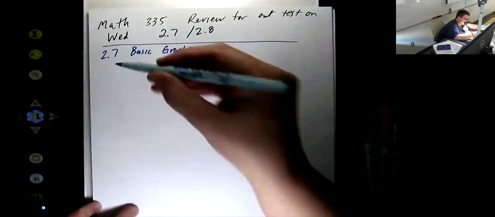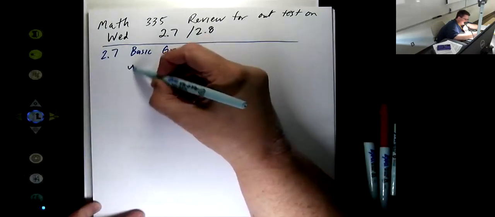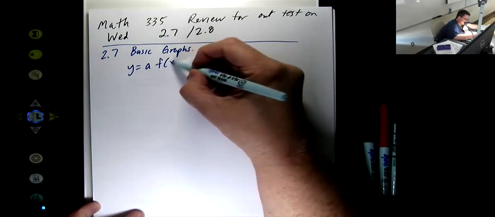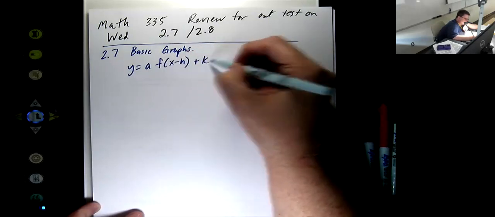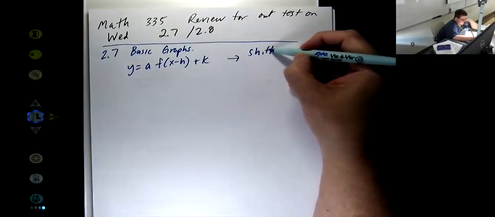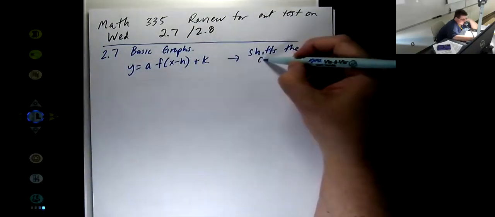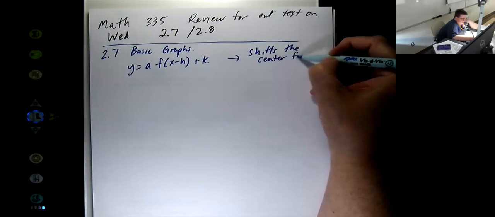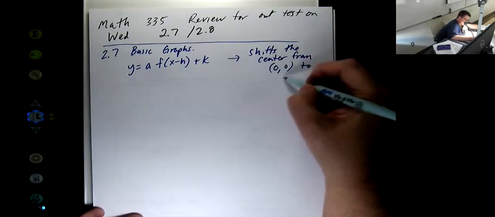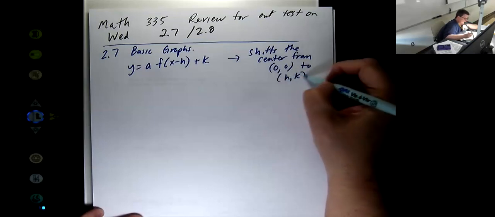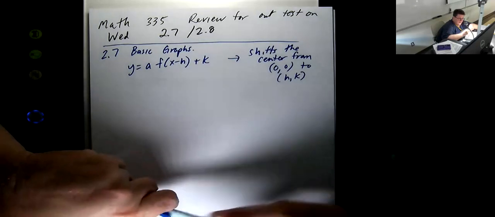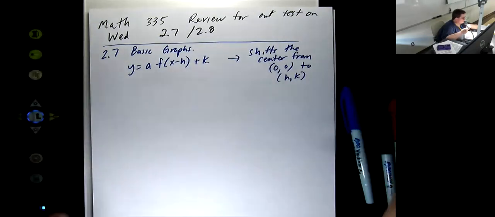And I really want to hit hard the a times f of (x minus h) plus k form. It shifts the center from (0, 0) to (h, k). All the equations work on this, even something as simple as a line.